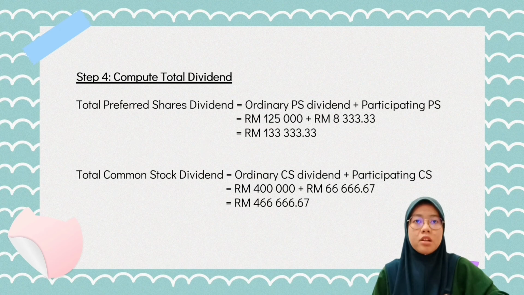For common stock dividend, the formula is ordinary common stock dividend plus participating common stock. So, key in the numbers, which is 400,000 ringgit plus 66,666.67 equals 466,666.67 ringgit.